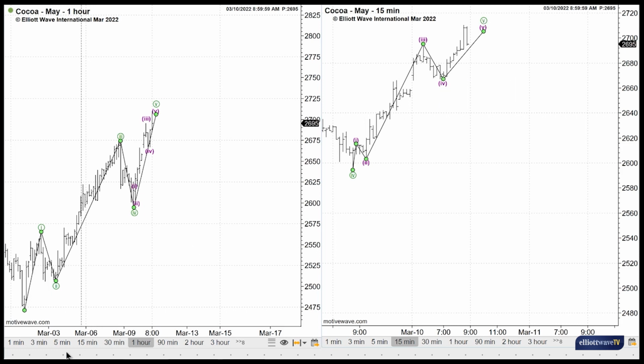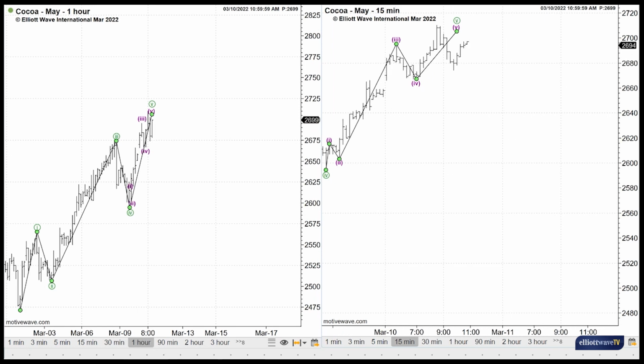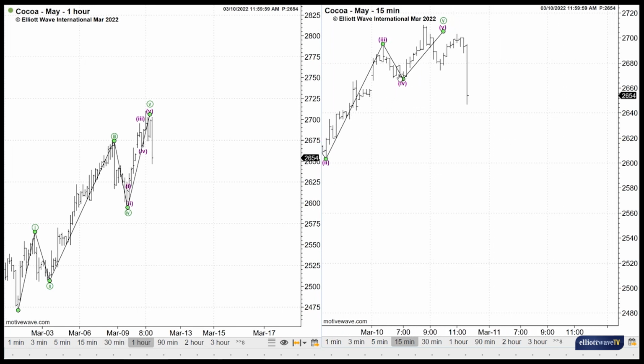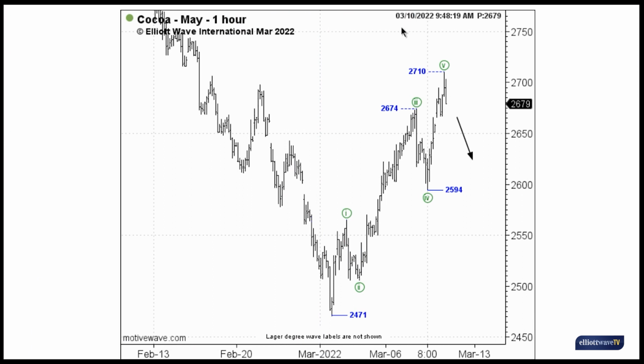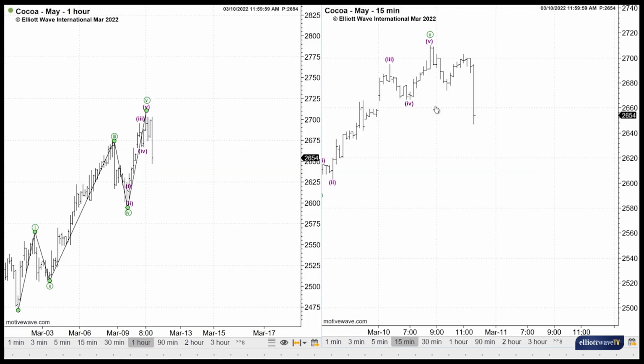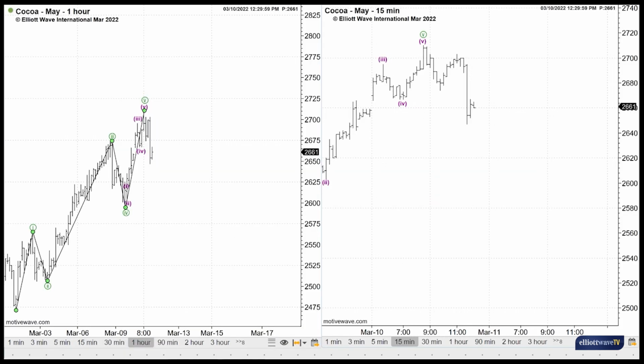So moving forward in time, now we see prices moving below that wave 4, and that suggests that this high represents the end of wave 5, and that we should expect a decline even if that decline represents a corrective retreat. This is the chart that we published on the 10th of March once prices dropped below that smaller degree 4th wave. Here's what transpired next in cocoa.